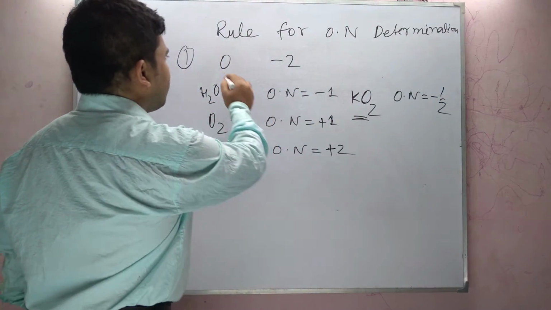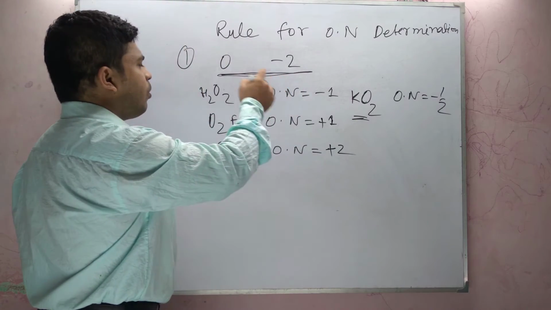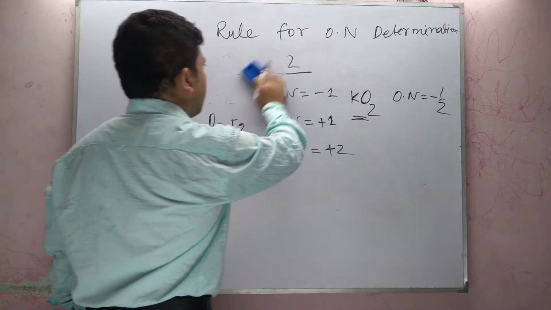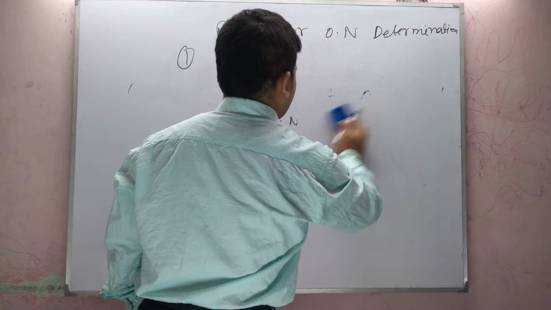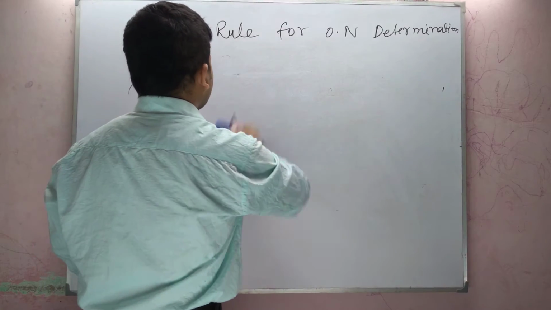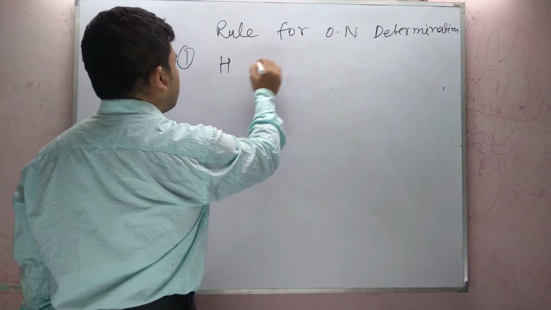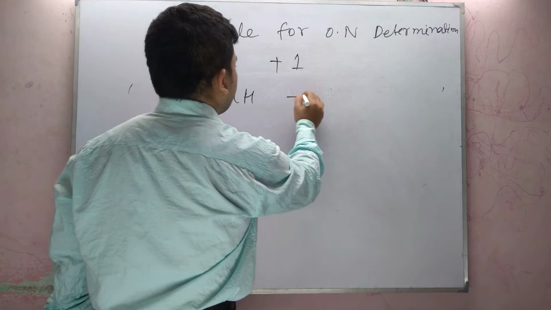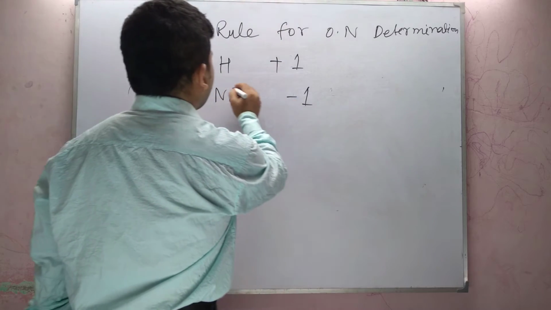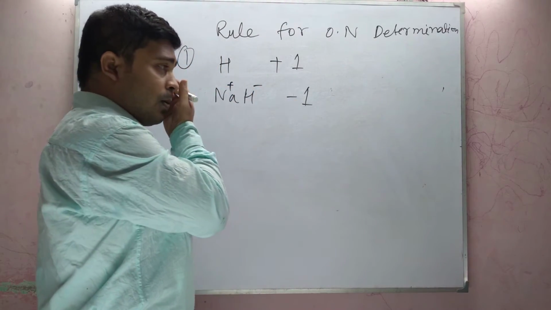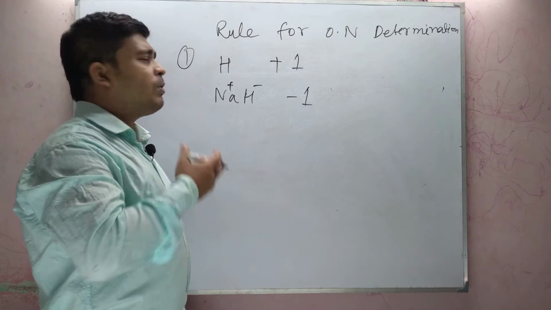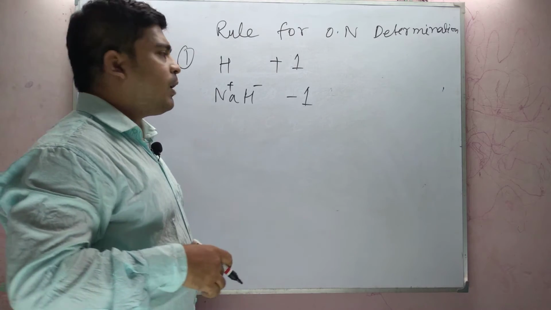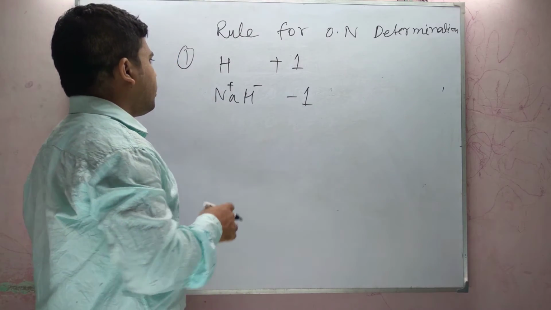Okay, but in most cases oxygen shows an oxidation number of -2. And for hydrogen, in most cases the oxidation number is +1, but in sodium hydride its oxidation number is -1. So most of the time we will see the oxidation number of hydrogen is +1, but in sodium hydride or metallic hydrides we will see the oxidation number is -1.